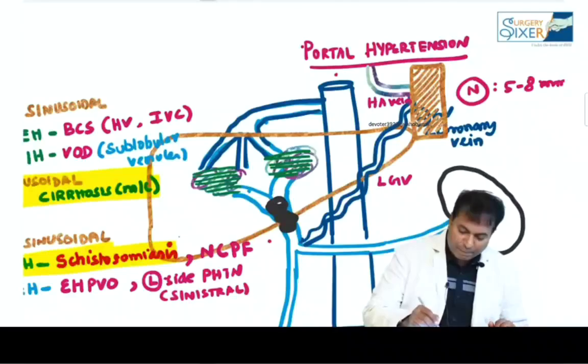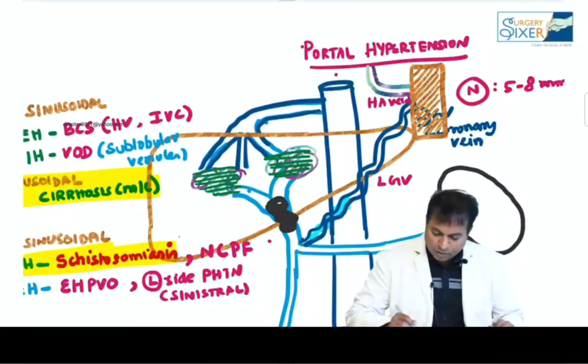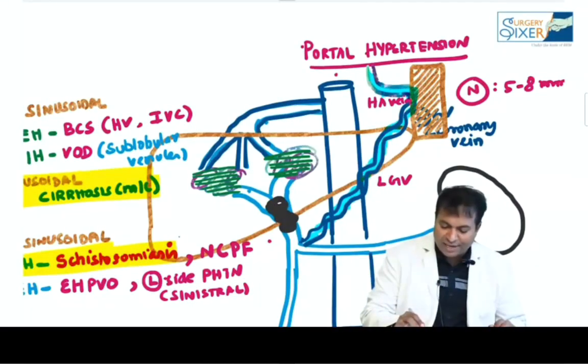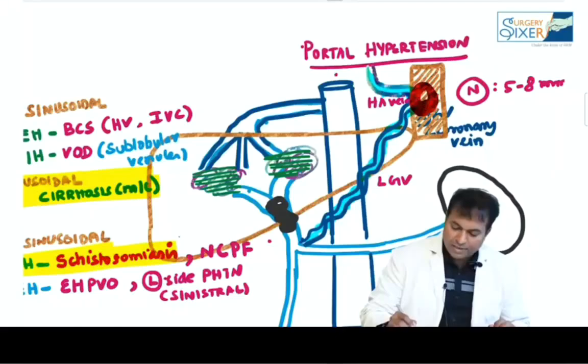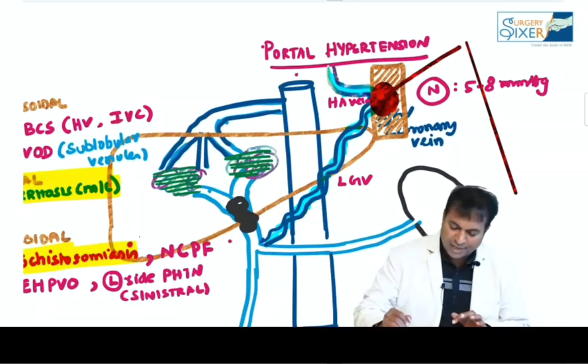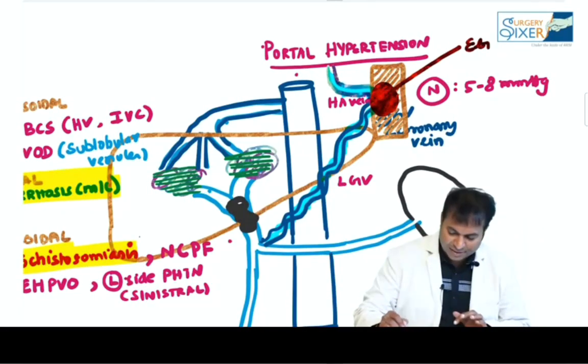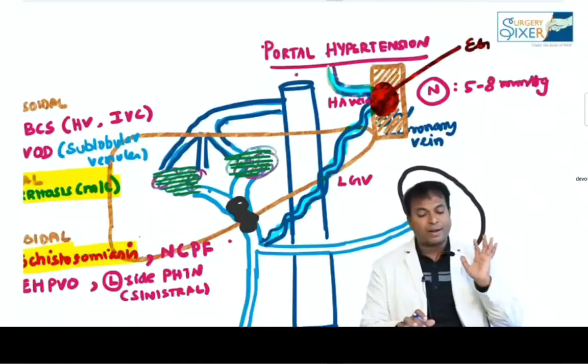Because of the back pressure happening here, what will happen? If there is back pressure here, the left gastric vein will open up into the hemiazygous vein like this, and result in the formation of the clinical features of portal hypertension. Number 1 is varices, esophagogastric varices. So what else will open up?